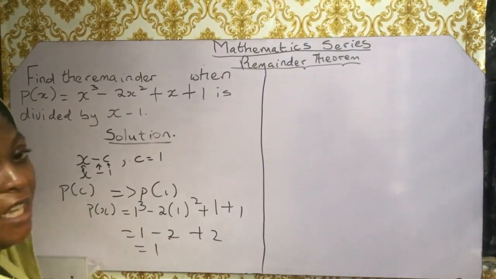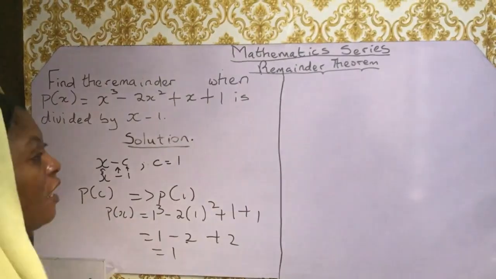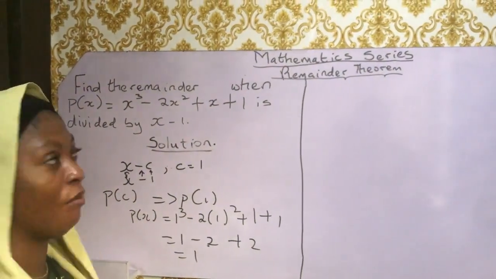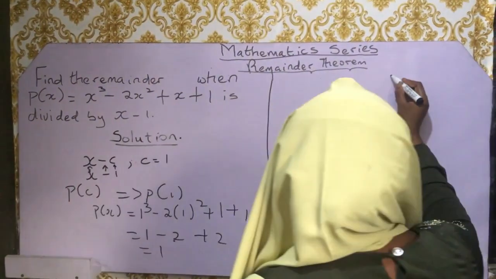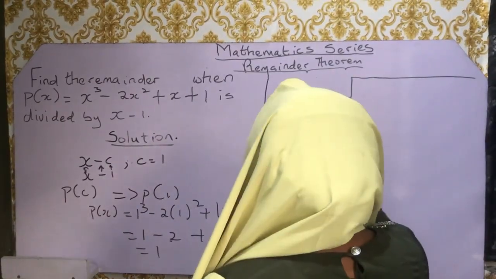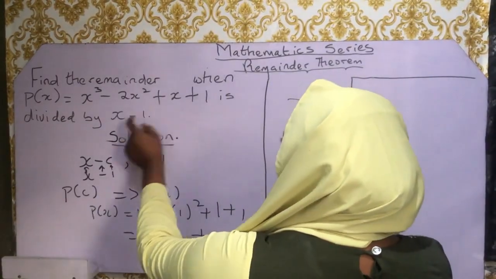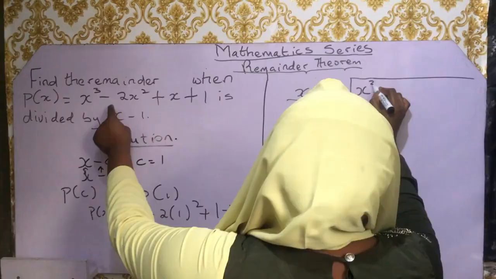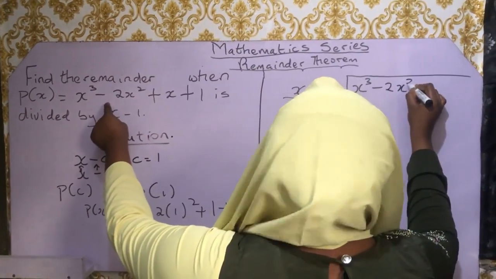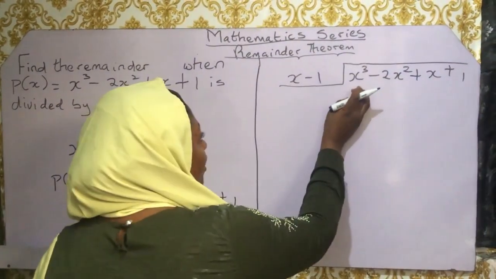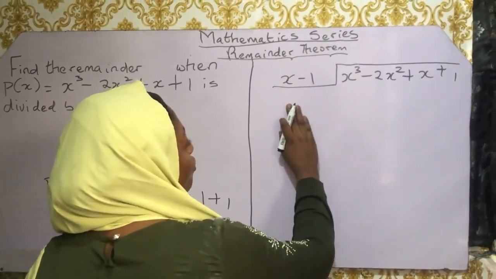When we use the Remainder theorem, we got the remainder to be 1. Let's try to use the long division and see if the remainder is still going to be 1. So, using the long division, we are going to have this. You put this outside, and you have this inside, just like your normal long division method. Okay, x cubed divided by x will give you x squared.